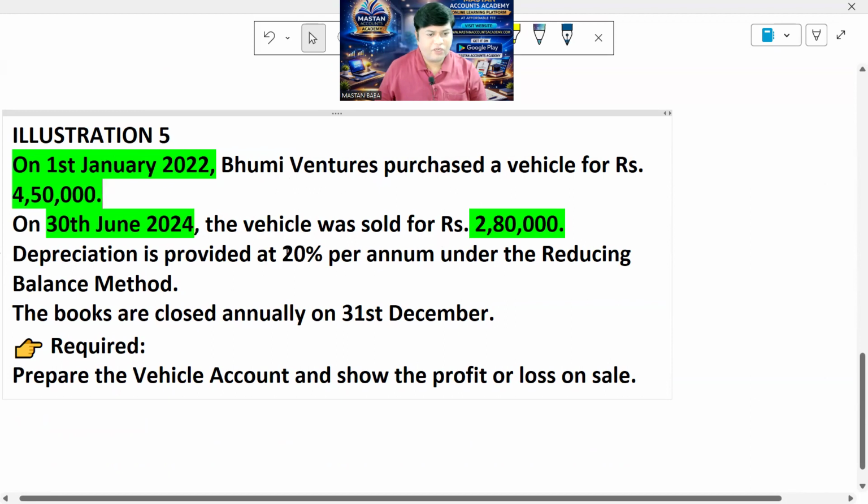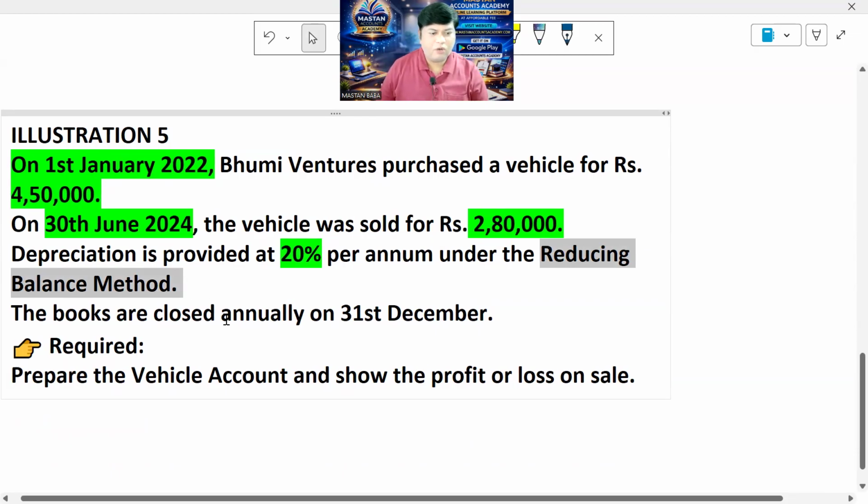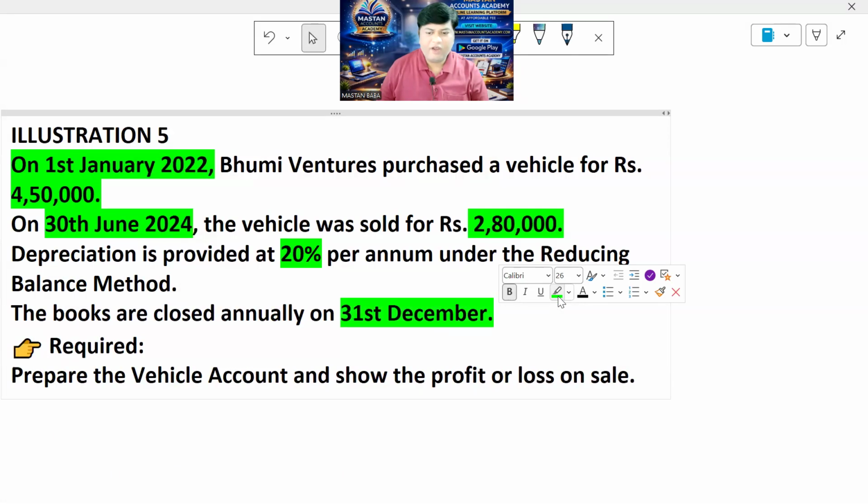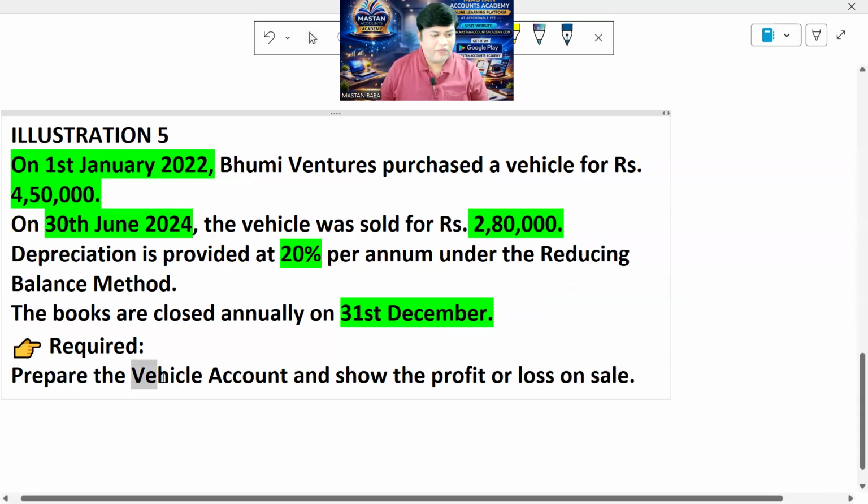And what is the rate of depreciation, dear students? The rate of depreciation is at the rate of 20% per annum. Under which method? It is under reducing balance method. And the books are closed annually on which date? It is on 31st December. Whenever 31st December is given, just assume it's following the calendar year. They are asking to prepare vehicle account and show the profit or loss on sale.